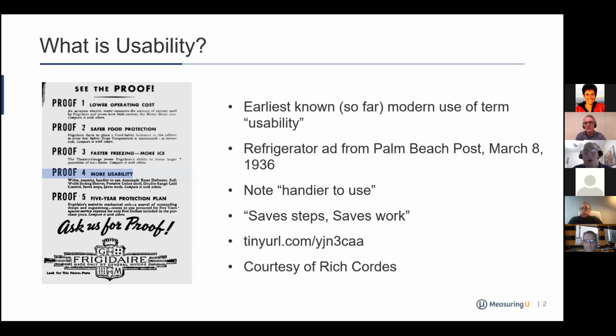So, you guys are all involved in the business, so you have a pretty good idea about what usability is. Sometimes we don't really realize that the use of the word usability actually runs back a ways, as you can see in this refrigerator advertisement where they are promoting as proof number 4 that it has more usability than the competition. It's handier to use. It saves steps and saves work. And those are clearly related to the efficiency aspect of usability as we define it now.